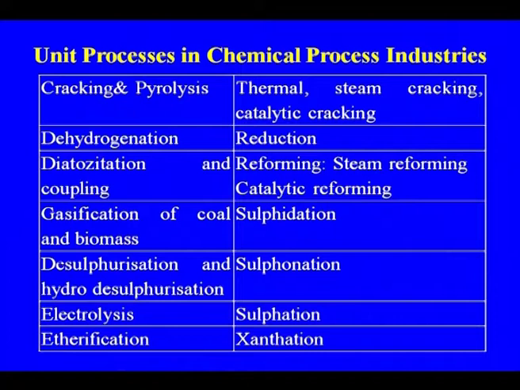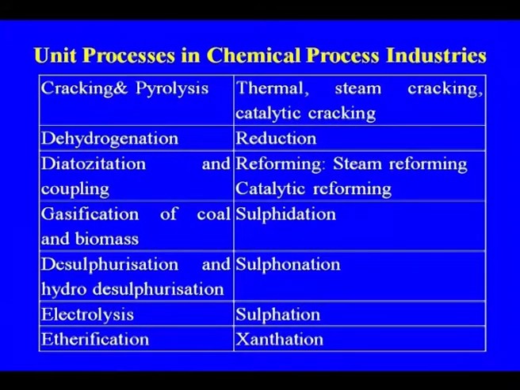Electrolysis is very important in the case of caustic chlorine manufacture. Esterification we are using at various stages in the chemical process industry. Thermal and steam cracking, catalytic cracking, this is the evolution that has taken place in the cracking process. Earlier it was only thermal cracking, then thermal cracking to catalytic cracking, just to improve the economy of the process, reduce the temperature and have better quality of the product.